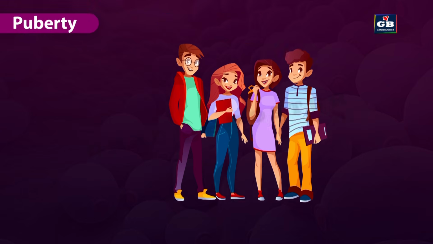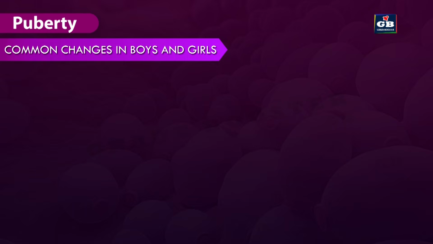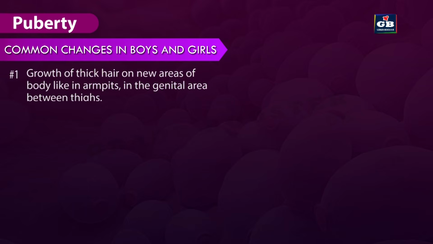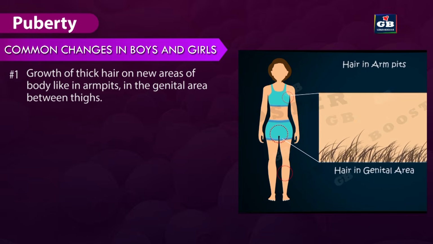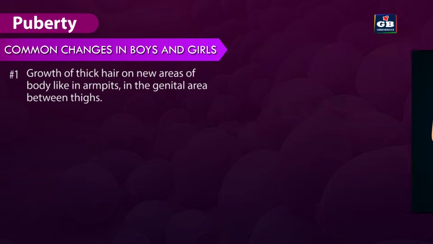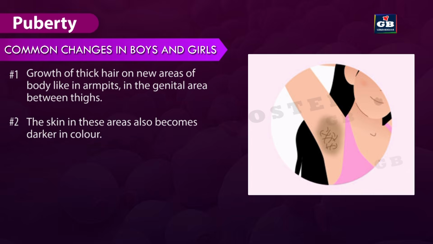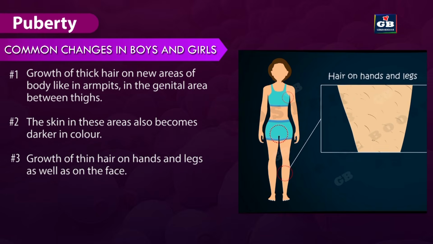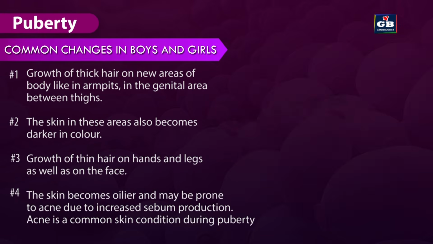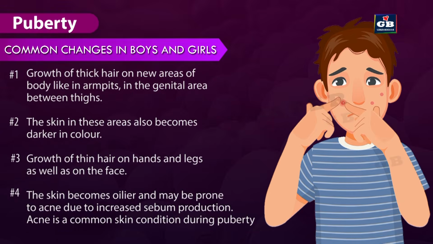Now let us see what kind of changes take place in the bodies of boys and girls during puberty. Changes that are common in both boys and girls. 1. Growth of thick hair on new areas of the body like the armpits and the genital areas between the thighs. 2. The skin in these areas becomes darker in color. 3. Growth of thin hair on hands and legs as well as on the face. 4. The skin becomes oilier and may be prone to acne due to increased sebum production. Acne is a common skin condition during puberty.